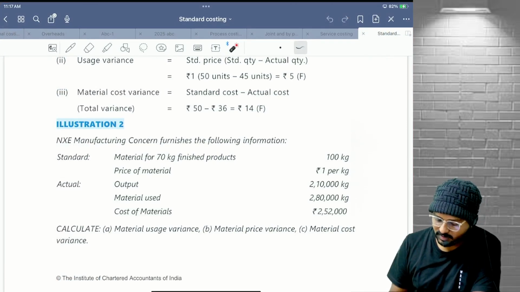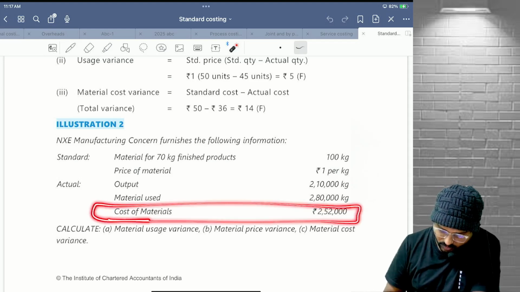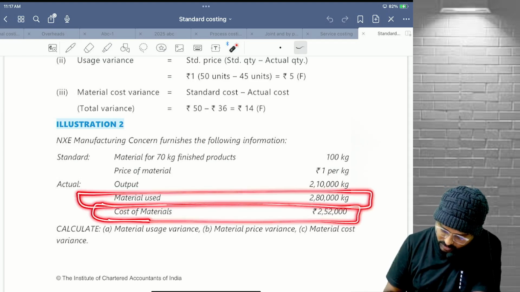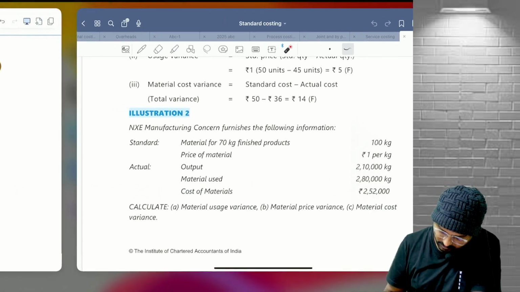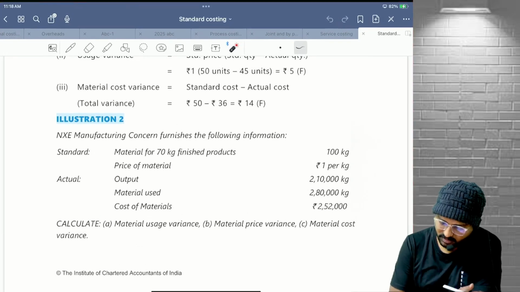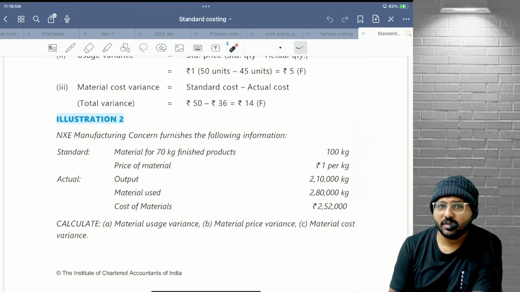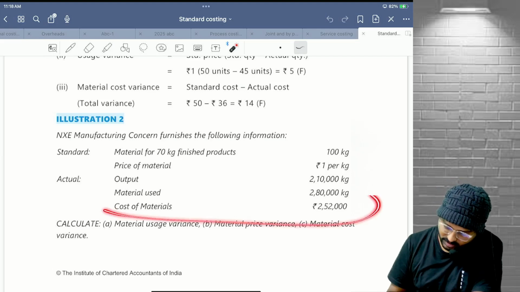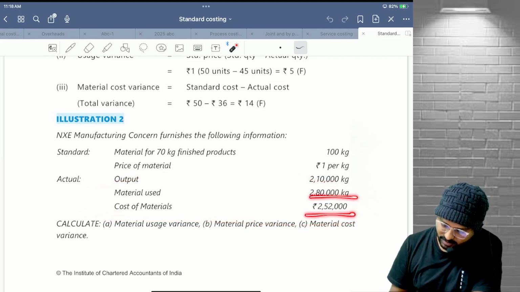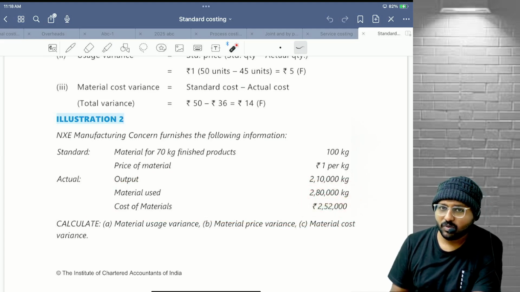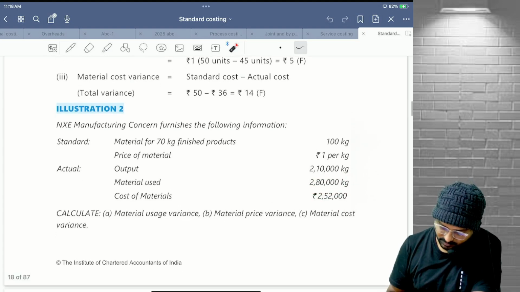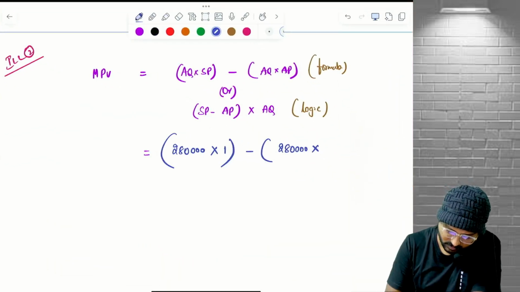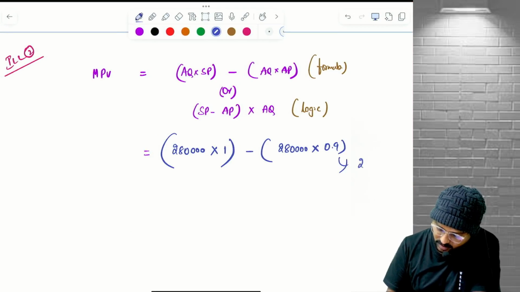Can you figure it out? Yes. Cost of materials is given, which is 2,52,000, and material quantity is also given, which is 2,80,000. So if you divide these two, you should be getting what? Actual price. Divide that and tell me. If you guys are lapsing your concentration, that's not good, right? Why are you getting relaxed when it comes to the standard costing chapter? So it's 2,80,000 by 2,52,000 or 2,52,000 by 2,80,000? 2,52,000 by 2,80,000. This is the cost and this is the quantity, right? Tell me how much it is. 0.9.